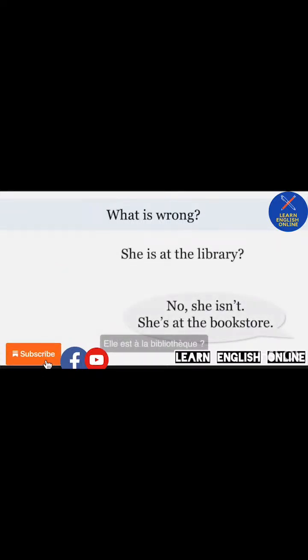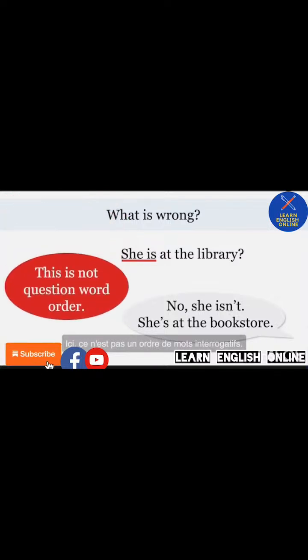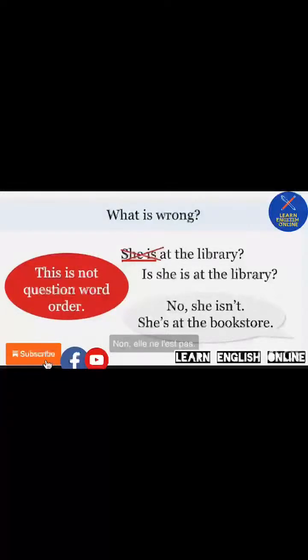What is wrong? She is at the library? No, she isn't. She's at the bookstore. Right here. This is not question word order. So this is incorrect. To switch this, is she at the library? No, she isn't. She's at the bookstore. Okay?